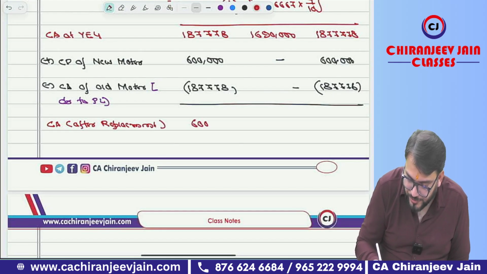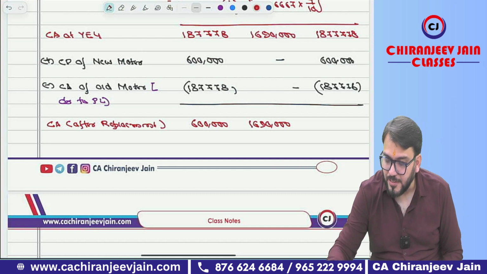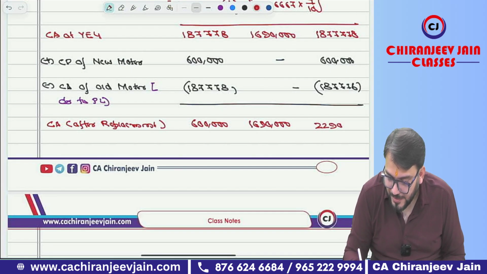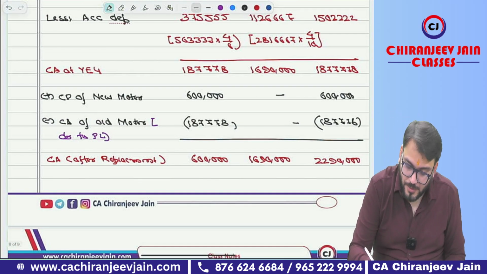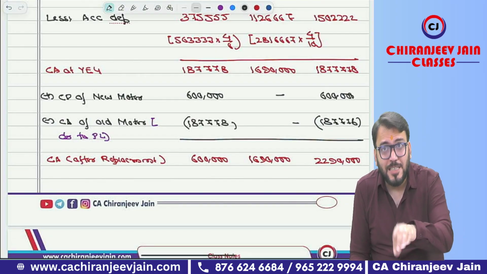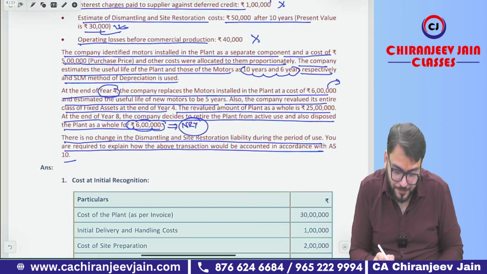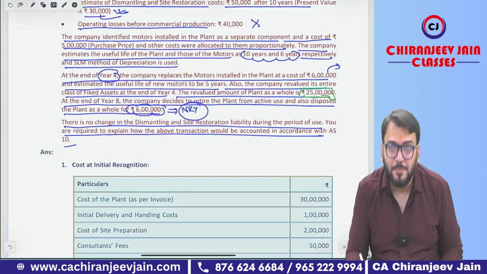That is 6 lakh for this, 16,90,000 for this, and the total becomes what? 16,90,000 plus 6 lakh, that is 22,90,000. Understood? Correct? Yes, sir. Now after replacement they have done revaluation, and the revalued amount is given as how much? The revalued amount of the plant as a whole, they have given 25 lakh.